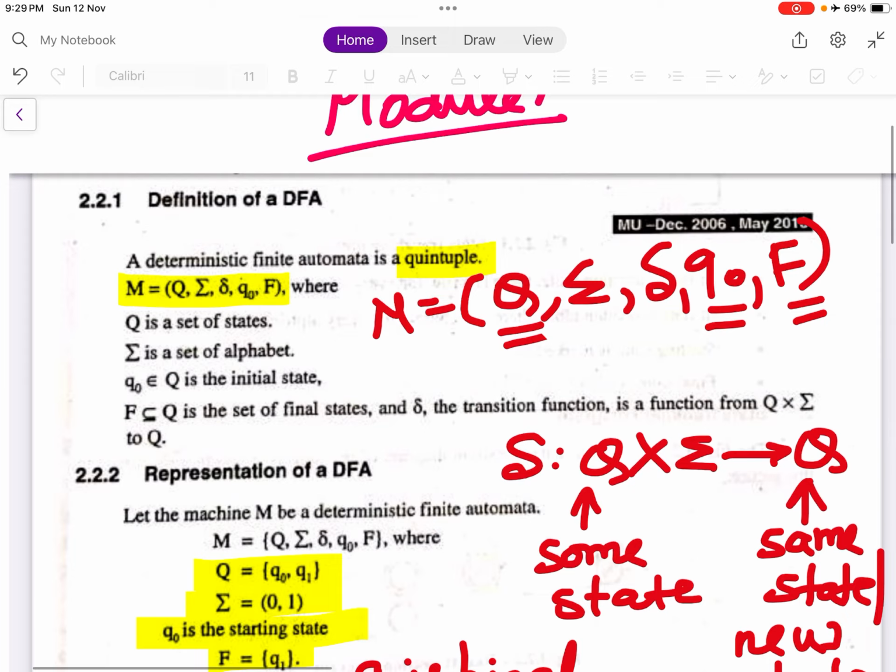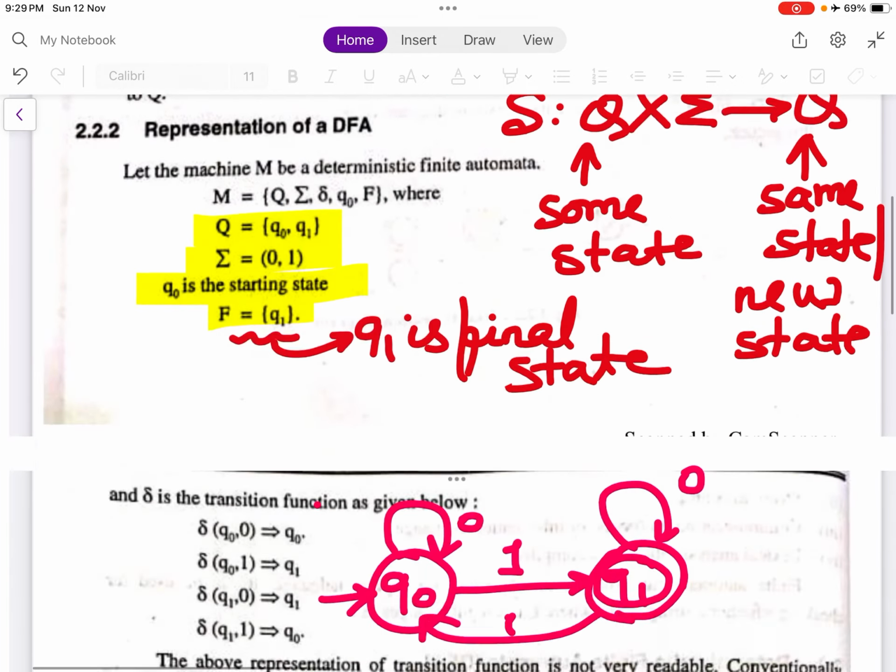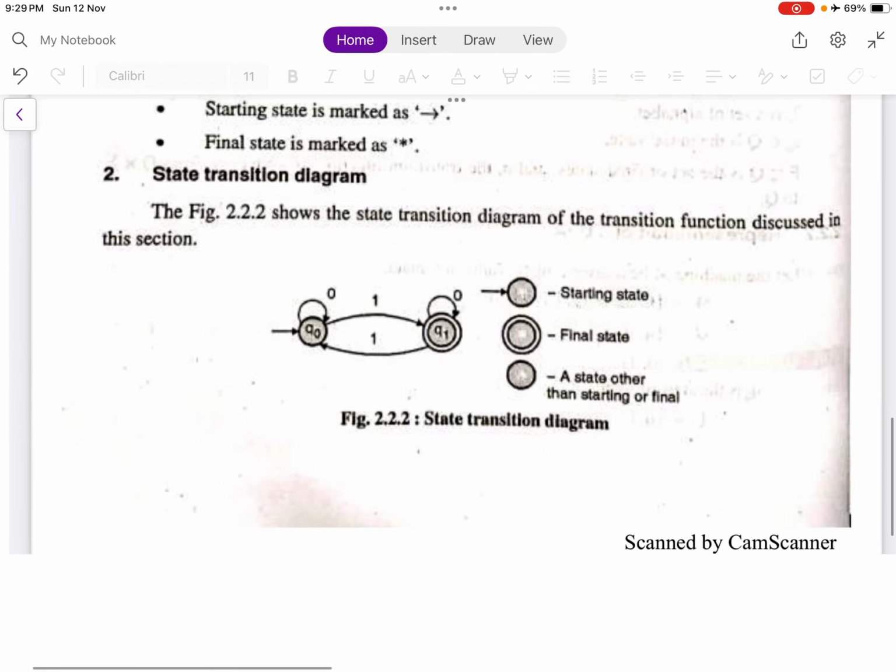So this is all about the introduction to deterministic finite automata.